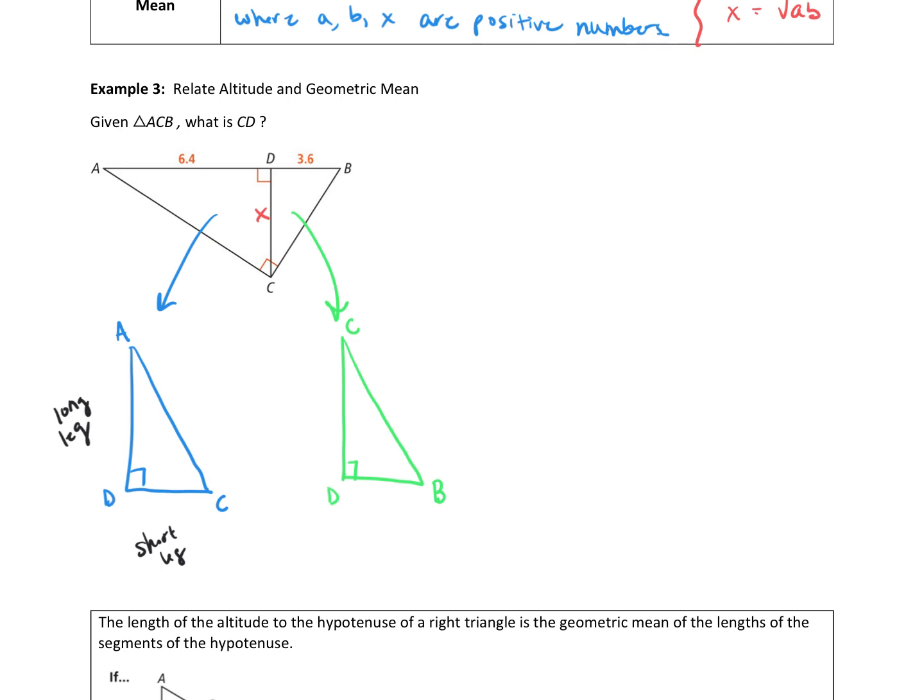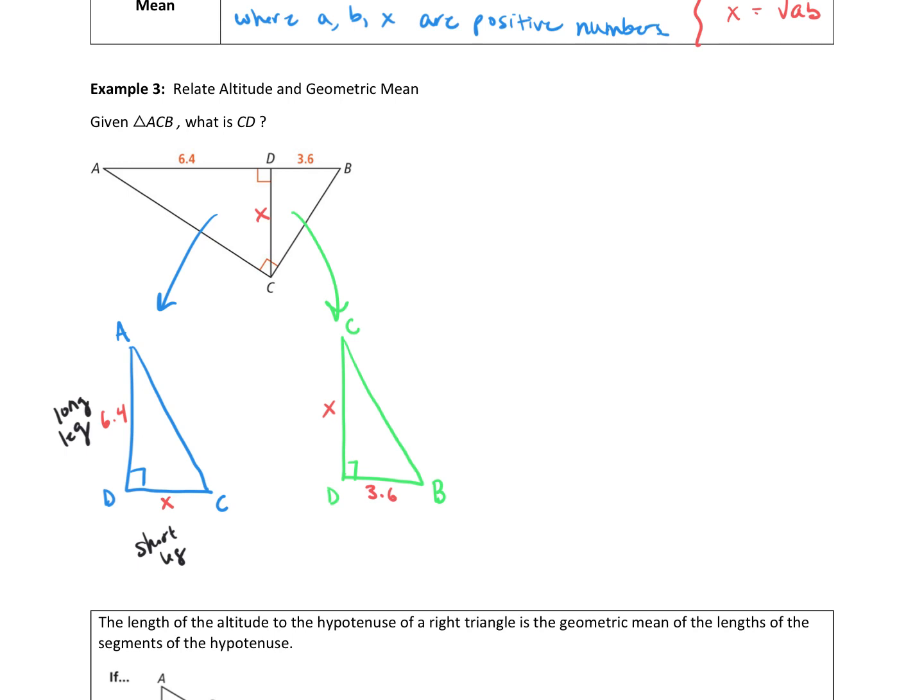Now let's label the side lengths that we know. We know that AD is 6.4. So here's AD, 6.4. We know that DC is x. All right, in the other triangle, we have D to B is 3.6. So D to B is 3.6. And then D to C is x. So D to C is x. Now we redrew these so that everything is proportional. So we can set up a proportion.